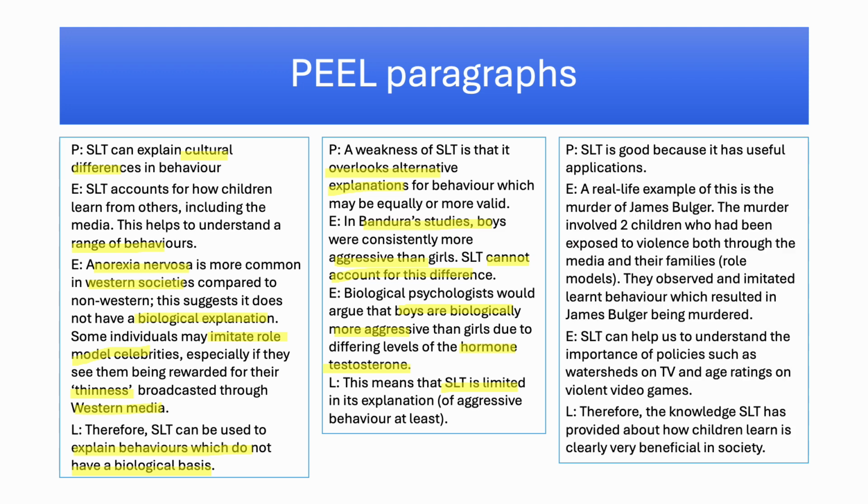And then finally, social learning theory is good because it has useful practical applications. The real life example of the murder of James Bulger involved 2 children who were exposed to violence through the media and through their families. So a lot of role models in their life of aggressive behaviour and exposed to violent video games and movies like Chucky. They actually observed and imitated learnt behaviour, which resulted in them murdering James Bulger.